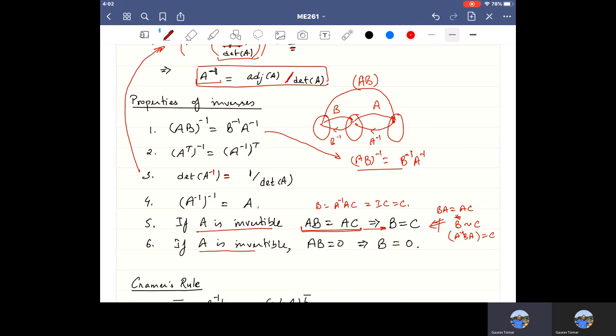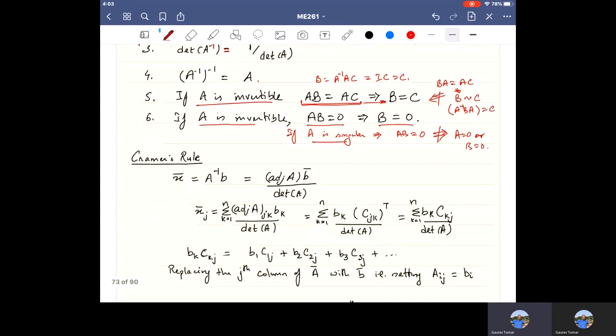Same way, if A is invertible and you're given AB equal to 0, then you can say B equal to 0. However, if A is not invertible, then AB can be 0 without either of A or B going to 0. So if A is singular or not invertible, then AB equal to 0 does not imply A equal to 0 or B equal to 0. It does not imply that. Okay, that's an important thing to keep note of.